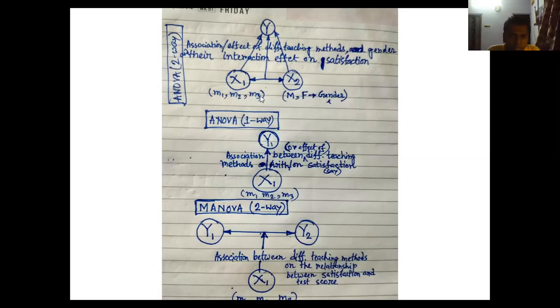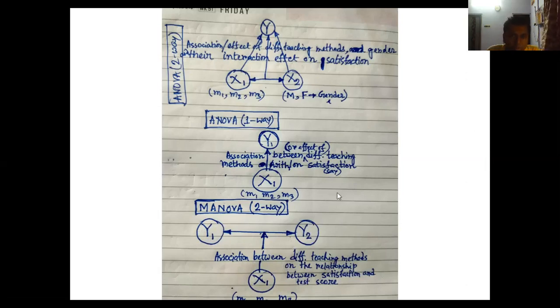So what other things could we have done? Other arrows could have been drawn from this direction to this direction, but you cannot give that arrow because it is considered in the case of ANOVA, not in the case of MANOVA. And the reverse direction arrow from y1 to x1 or y to x2, that also you cannot consider, because the independent variables can affect the dependent variables, but the dependent variables cannot affect the independent variables.